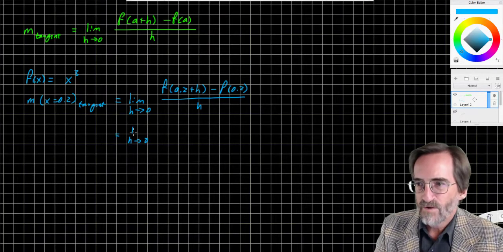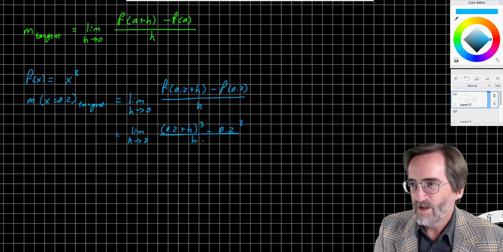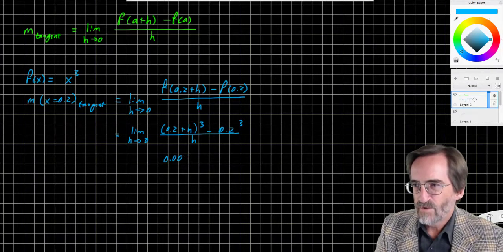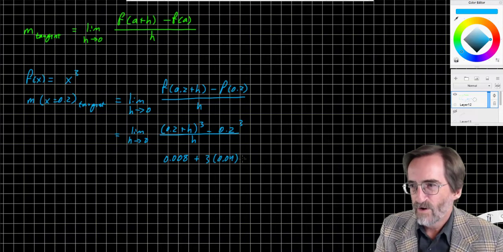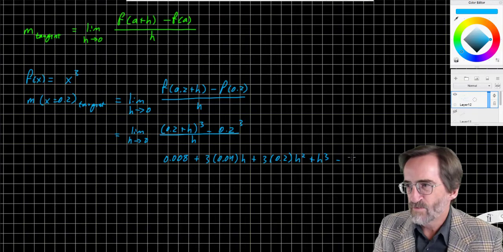The limit as h goes to 0, f of 0.2 plus h, f of x is x cubed, so 0.2 plus h cubed minus 0.2 cubed, all over h. Got to be really careful not to make a mistake here. Let's cube this thing. 0.2 to the third power is 0.008, plus 3 times 0.2 squared, 0.04, times h, plus 3 times 0.2 times h squared, plus h cubed, minus 0.2 cubed, so minus 0.008, all over h.